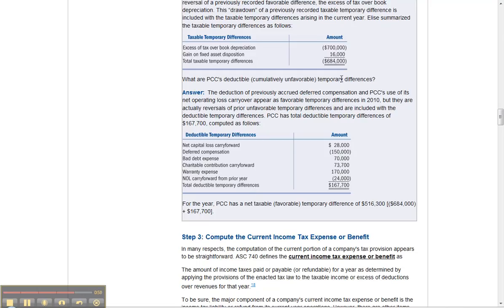So again, we're still calculating the current tax expense. So the 684 is reducing our current taxable income. And the 167 is adding to our current taxable income. And these are all temporary differences. So the net combination of those two is this 516.3. This is a net reduction to current year taxable income relating to temporary differences.